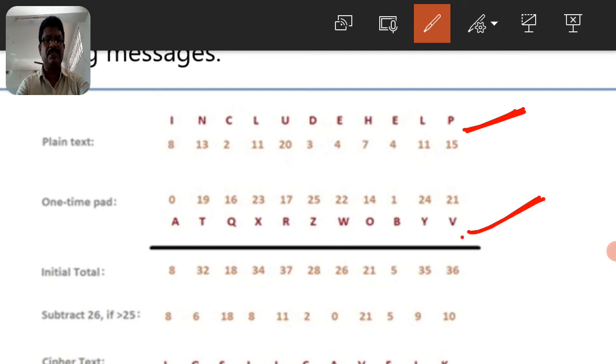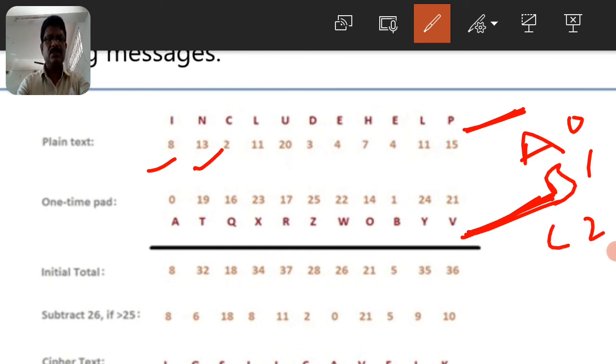For the one-time pad, I have to take this data and relate each letter to its alphabet number. What is the alphabet number of I? That is 8. The alphabet number of N is 13. Why? Because I start with A as 0, B as 1, C as 2, and so on. So I is 8, N is 13, and C is 2. L is 11, U is 20, D is 3, and so on. Now all of "include help" is converted into numbers related to the alphabet.